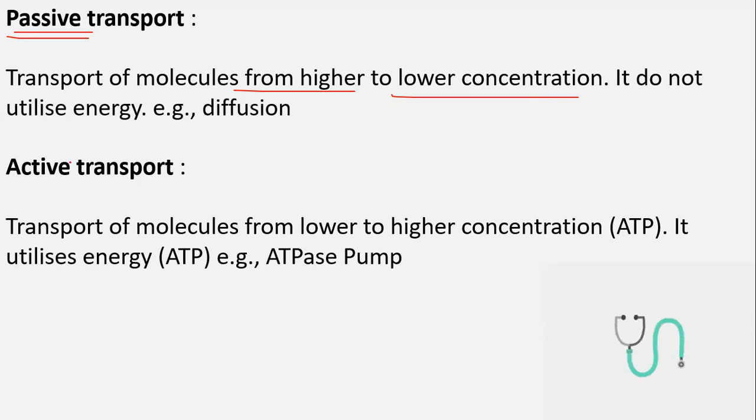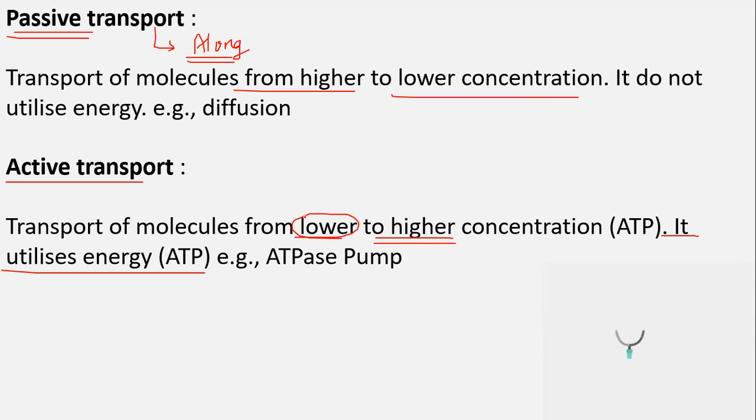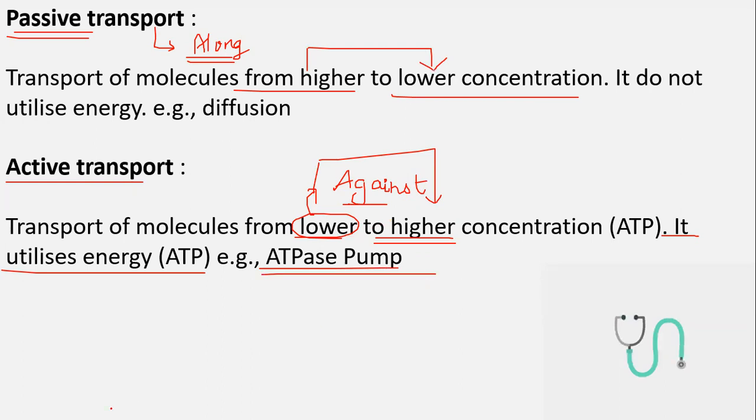The second thing is active transport. Active transport means it utilizes energy in the form of ATP, and moreover it is against the concentration gradient, that is, from lower to higher. So passive transport is along the concentration gradient. Active transport is against the concentration gradient. What do you mean by along and against? Along means from higher concentration to lower concentration. But what is against? Lower concentration to higher concentration. For example, the ATP pump. Just a mention is there in your NCERT, so we mention it already.